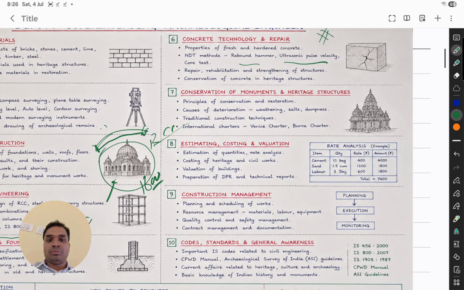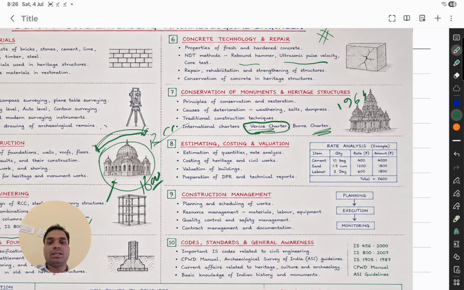Then conservation of monuments and heritage structures: there are a lot of principles and charters. The Venice Charter is one of the important ones. It is from 1964. This is the most important international charter, the Venice Charter. If you want to know more, you just ping me. I will discuss it.